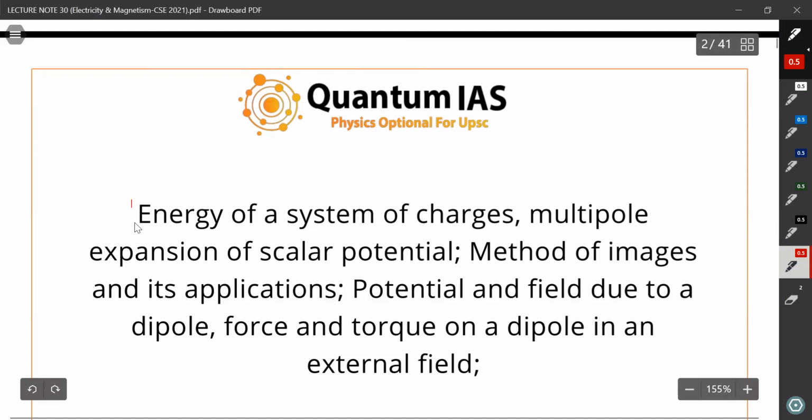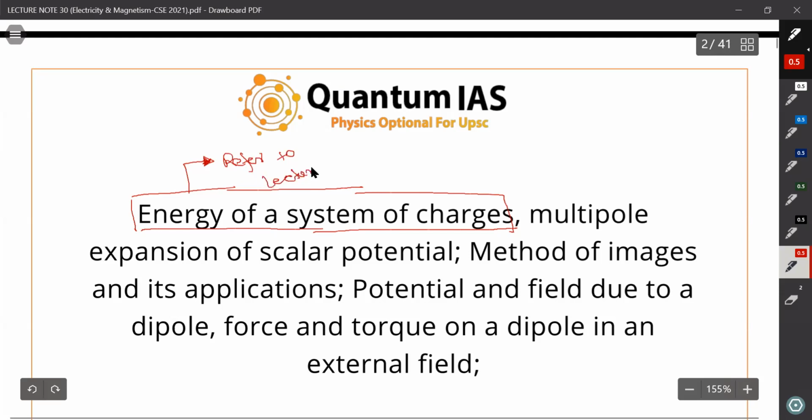Now, what I have written here, the energy of system of charges, was not written in the previous lecture, right? But I have taught you there, refer to lecture 29. We have discussed the potential energy of the system of charges, so it will not be dealt with here. Now the next one is the multipole expansion of scalar potential.